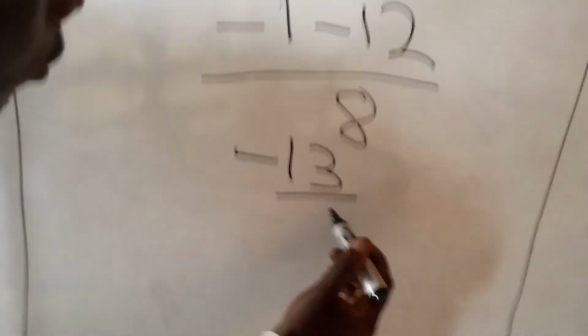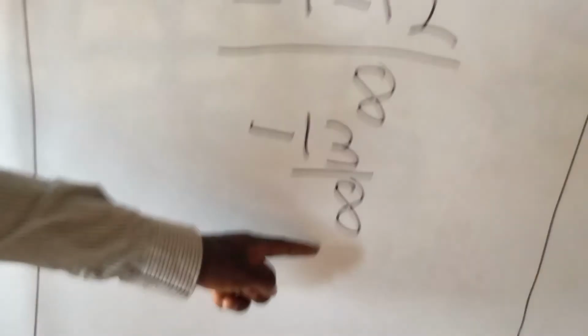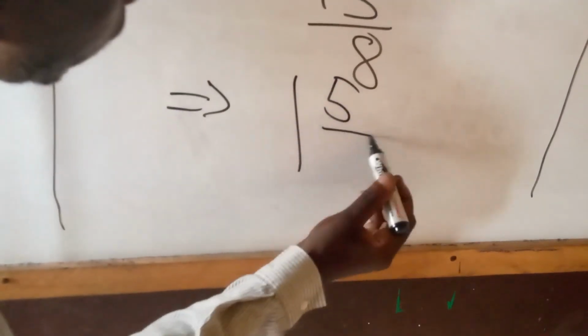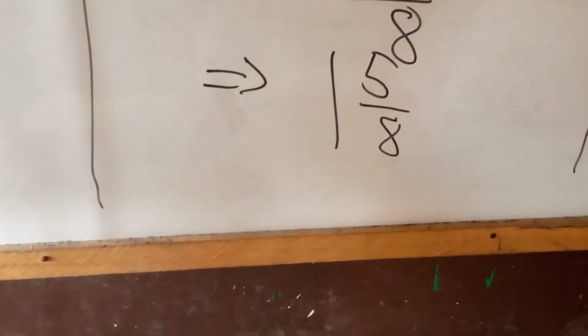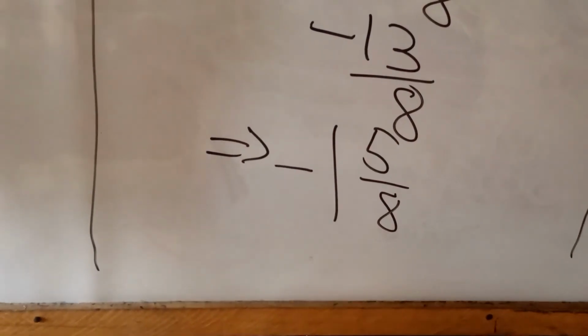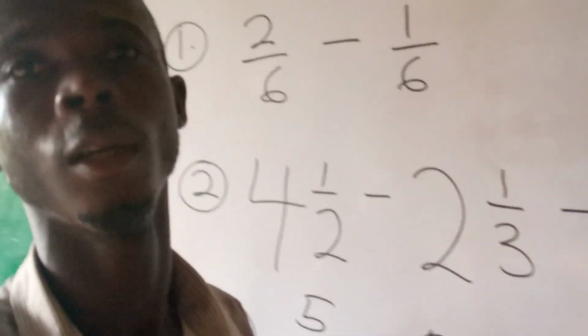Negative 1 minus 12 is negative 13 over 8. And 8 goes into 13, how many? 1 whole number, 5 over 8. But because of this negative sign, the answer is negative 1 whole number 5 over 8. Thank you, and this brings us to the end of this session.